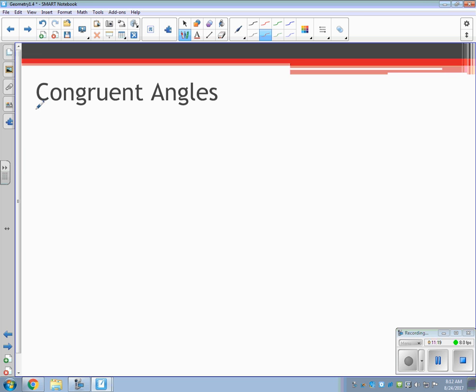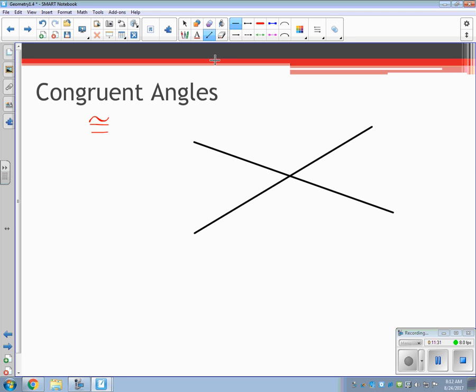Congruent angles. Congruent was a term we had last time. And just a reminder, the congruent symbol is an equal sign with a tilde, or a squiggle over the top. I'd like you to draw two intersecting lines. All lines, we need our arrows at the end.